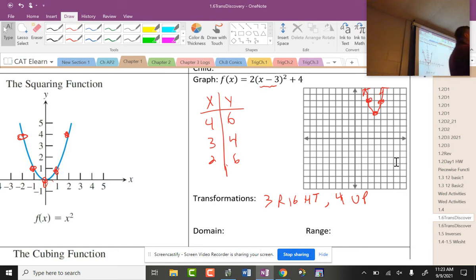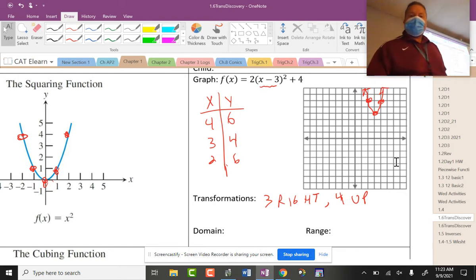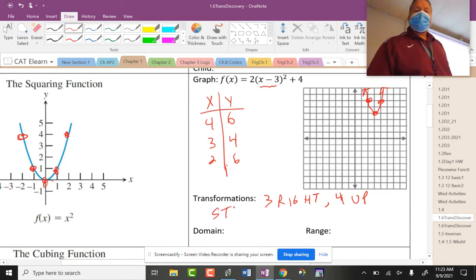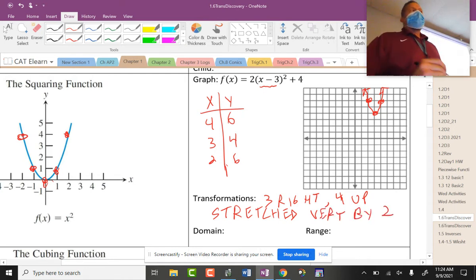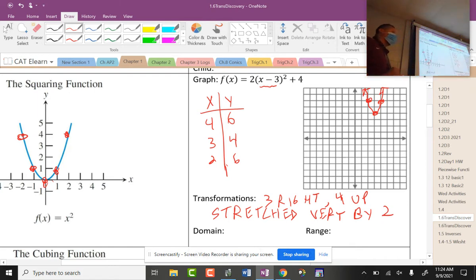So what did that make it? Did it make it skinnier or wider? Skinnier, but we don't say that. We say it's stretched. Because not all graphs look skinnier when they're stretched. That's true. So it's stretched vertically by a factor of 2. That's what the 2 on the outside is.